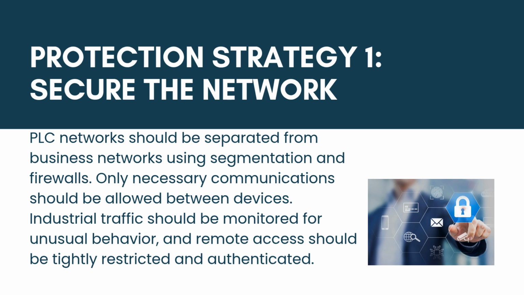Now let's move into the protection strategies. The first protection strategy is to secure the network itself. PLC networks should be separated from business networks using segmentation and firewalls. Only necessary communications should be allowed between devices. Industrial traffic should be monitored for unusual behavior, and remote access should be tightly restricted and authenticated. These steps reduce exposure and make it harder for attackers to move through the network.